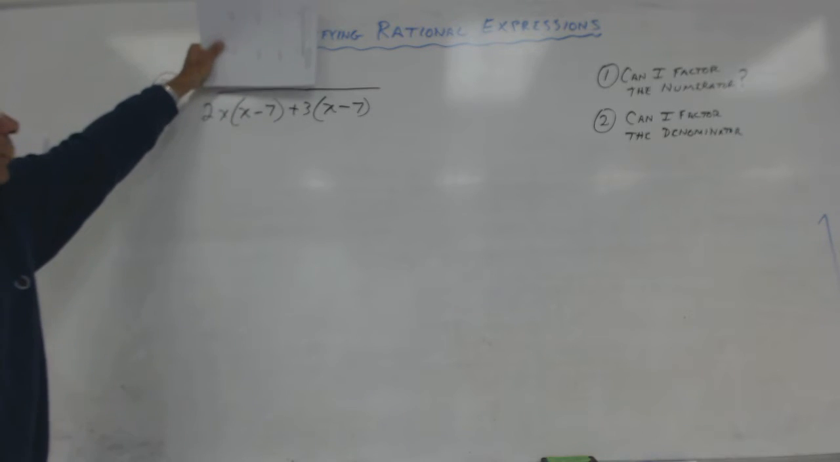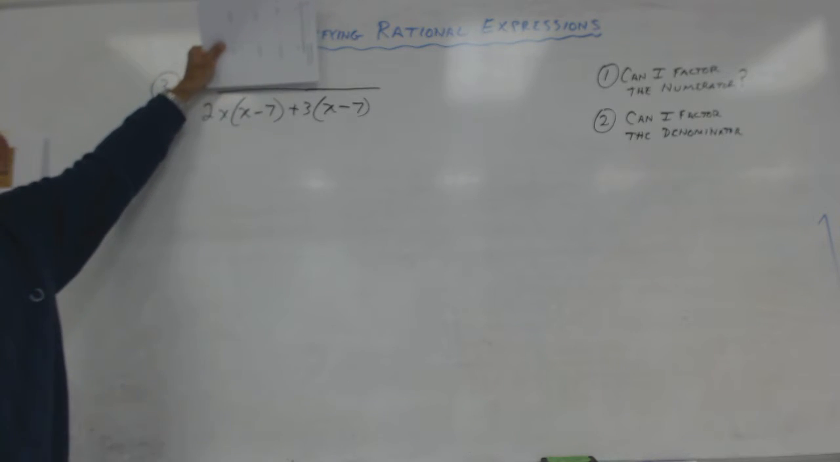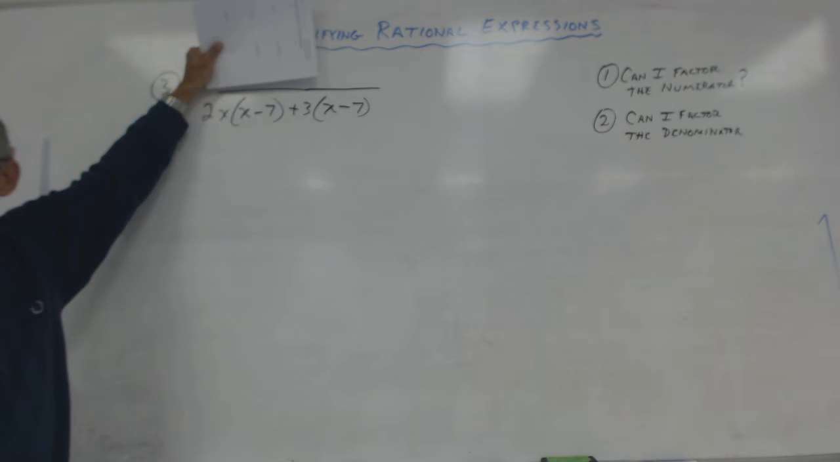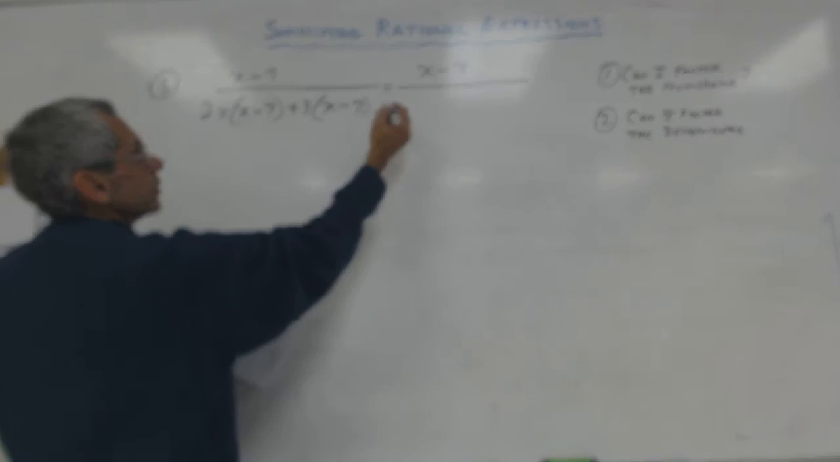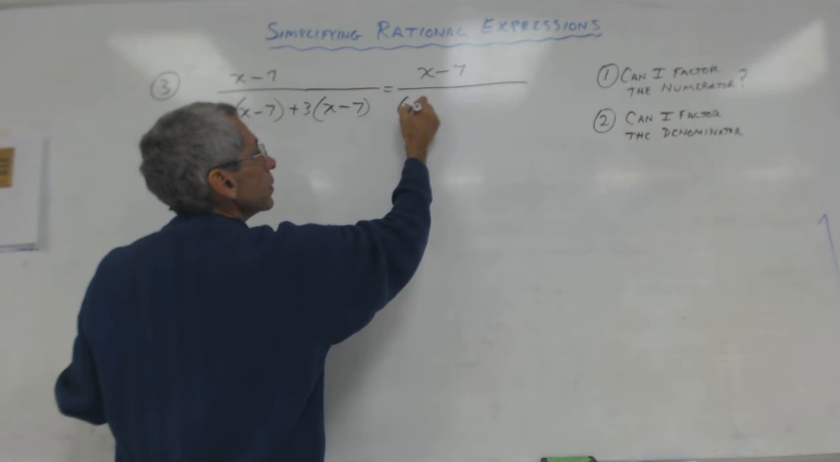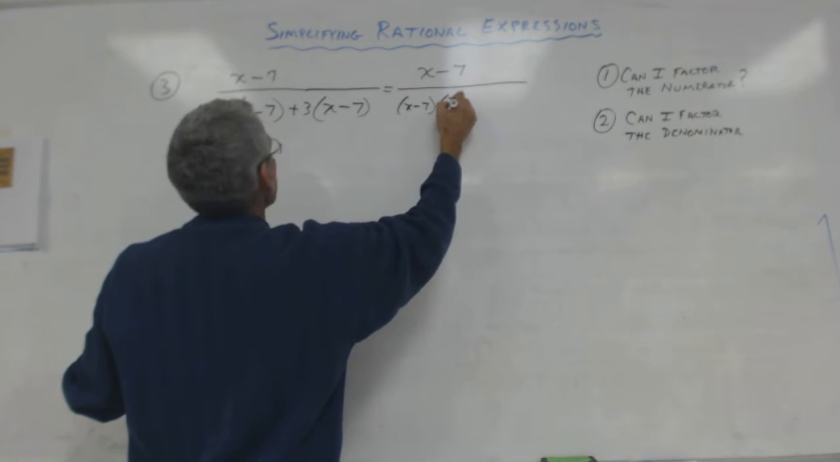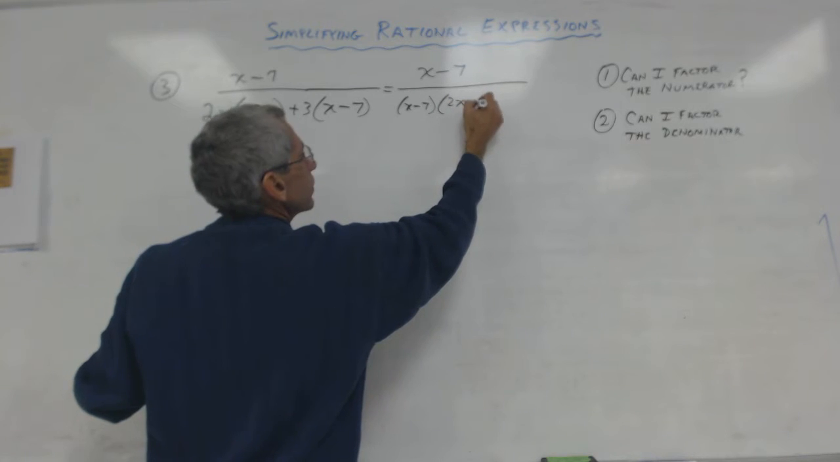All right, so now I ignore the numerator. Can I factor the denominator? What's that called? Factoring out the blobs, right? So let's do it. We've got x minus 7 upstairs. What do I have downstairs? x minus 7, parentheses, 2x plus 2. You guys with me? Does it make sense?